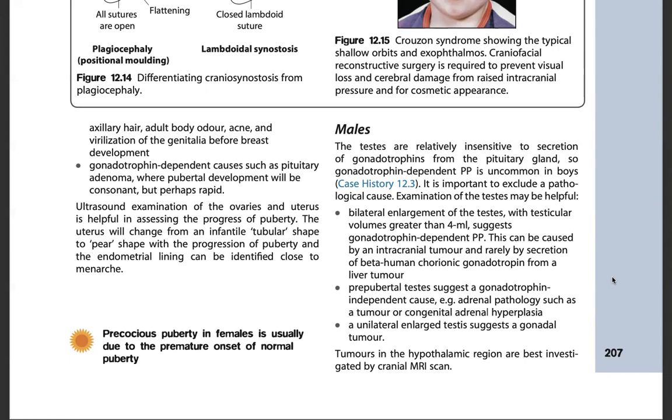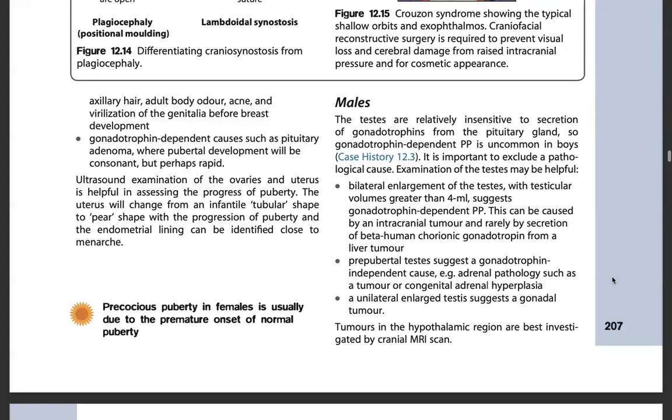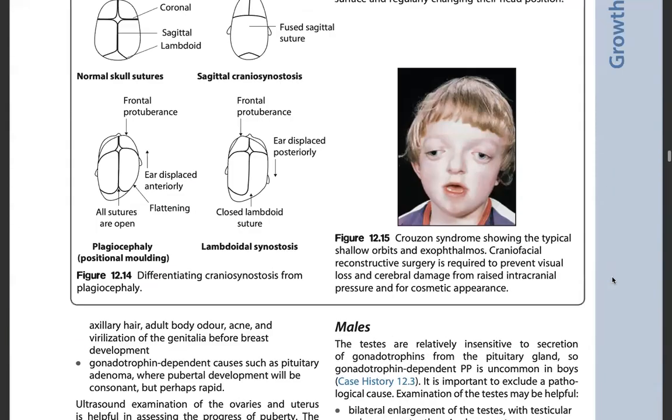Examination of the testes can be helpful. Bilateral large testes with testicular volume greater than 4 ml suggest gonadotrophin-dependent precocious puberty. This can be caused by an intracranial tumor or, rarely, by secretion of beta human chorionic gonadotrophin from a liver tumor. Prepubertal testes suggest a gonadotrophin-independent cause, for example, adrenal pathology such as a tumor or congenital adrenal hyperplasia. Unilateral enlarged testes suggest a gonadal tumor. Tumors in the hypothalamic region are best investigated by cranial MRI scan.